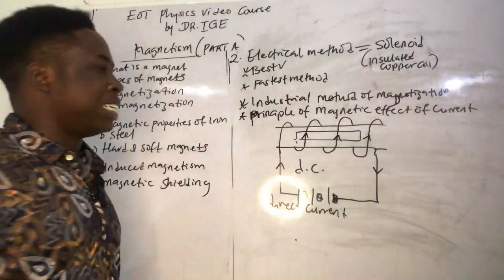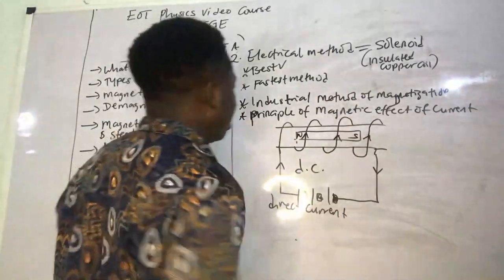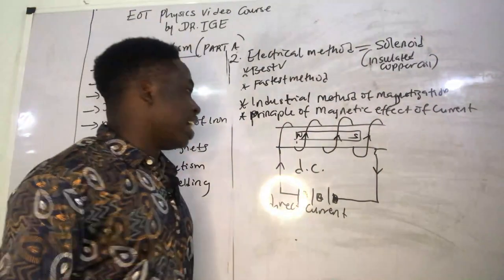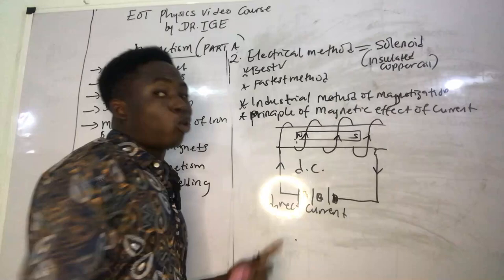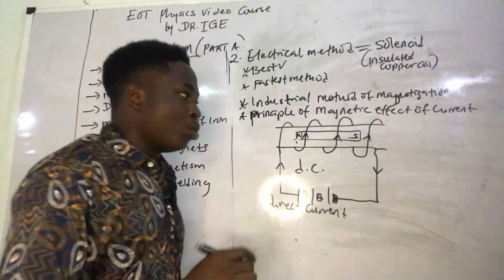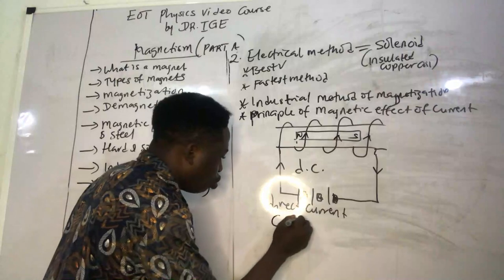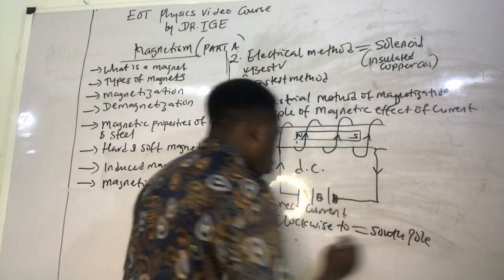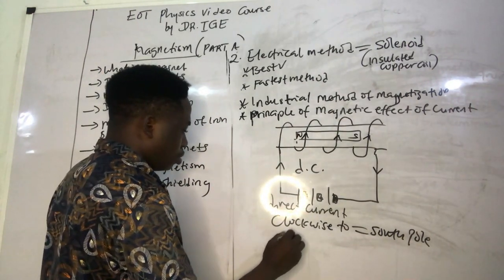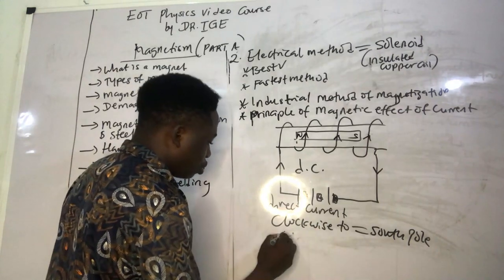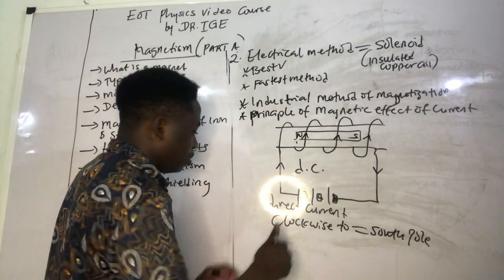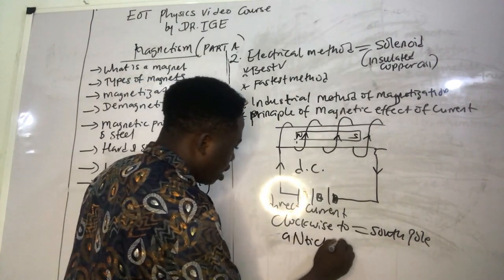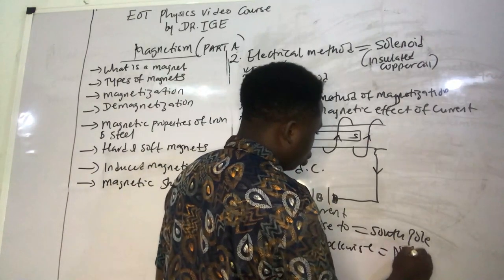The question is, if the steel bar is now magnetized, how do we know the north pole and the south pole? The thing is that after magnetization, the pole that current flows clockwise to becomes the south pole, while the pole that current flows anti-clockwise to is the north pole.